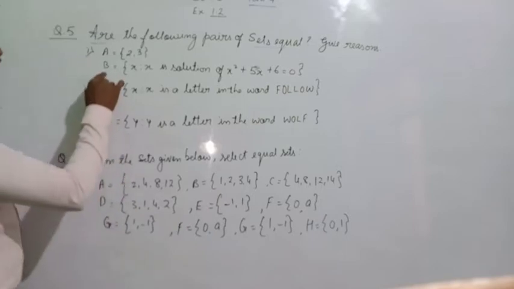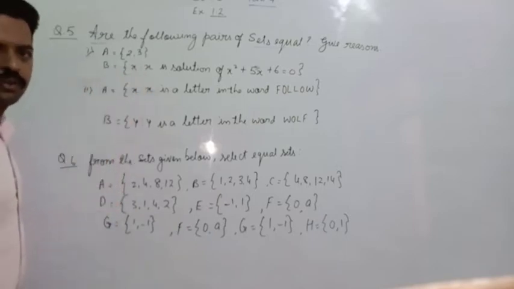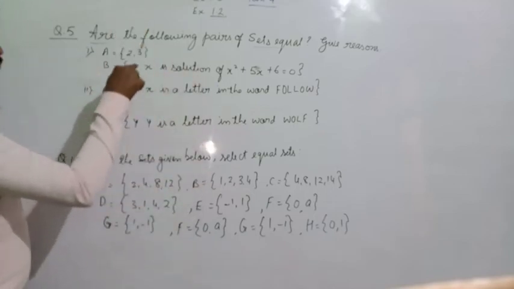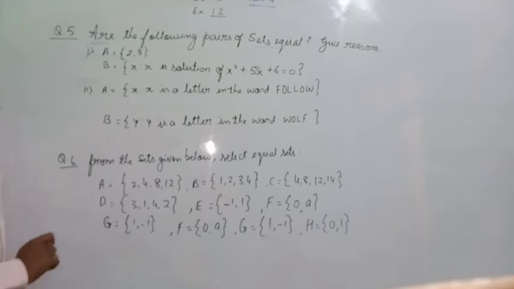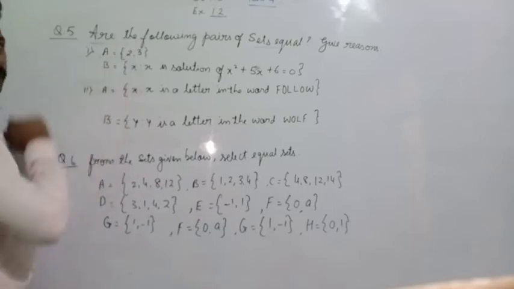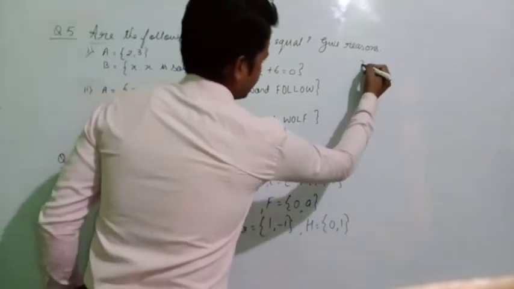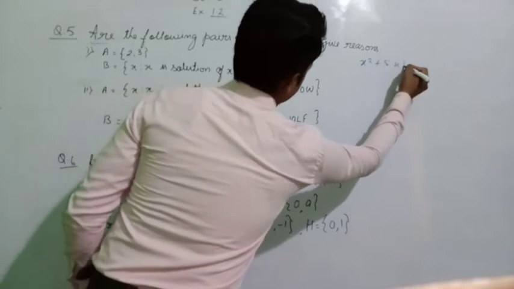First of all, B set is given in the set builder form. मतलब उसका definition दिया गया है. We have to convert and find out what elements are there in B. If B has 2 and 3 as elements, then B will be equal. Now let us solve. X square plus 5x plus 6. Let's do it over here. X square plus 5x plus 6.